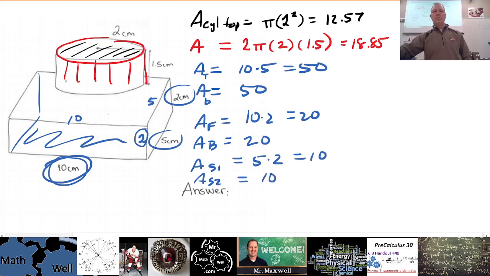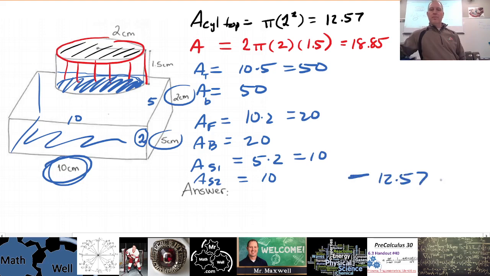Now, we do have to subtract the overlapping part of this circle, right? There's a circular part here that is overlapping that we have to make sure we subtract off. So I'm going to minus 12.57 at the end. So in effect, that's going to cancel off with this one, right? Okay, anything we've missed here so far? Does that look good? Looks good?